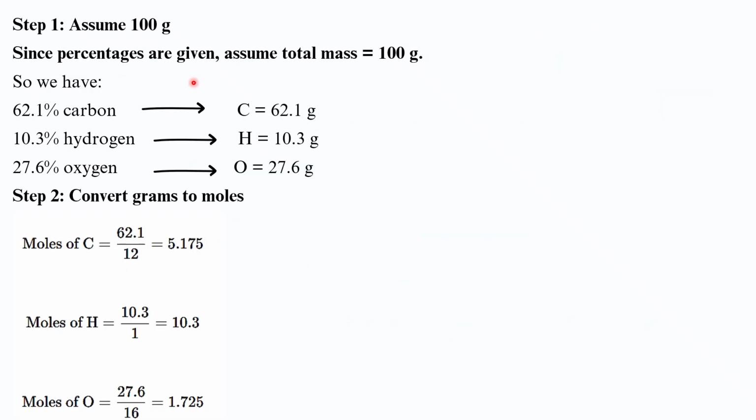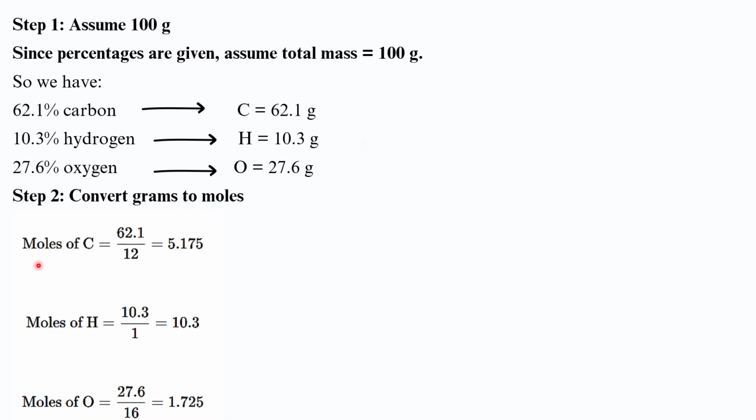Now, step one, as I told you, assume the total mass as what? 100 grams. So, if you consider that, then each of these atoms will have the same mass as their percentage composition. So, in the first step, I will convert their percentage into their masses, and I will write it with the unit g, which is nothing but grams. Now, after determining their mass, I will determine their moles.